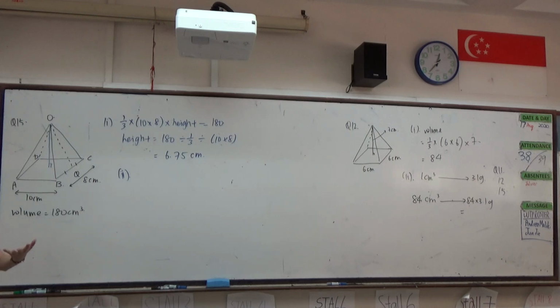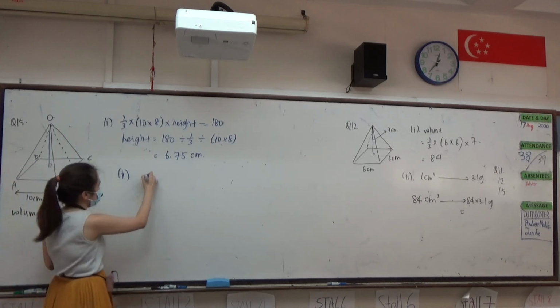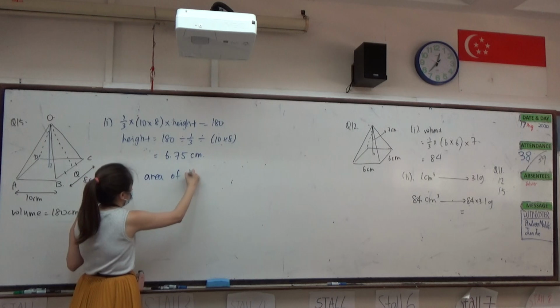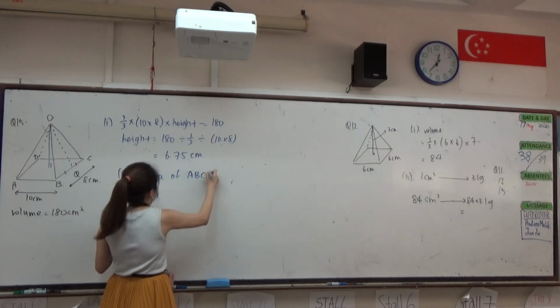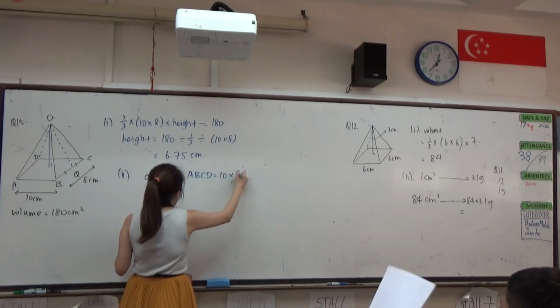the surface area already, right? So we need to find the areas of the triangle and also the area of the base. The base is not an issue, okay? So let's just tackle that now. Alright, so area of the base, you can call it ABCD. So that's 10 times 8.